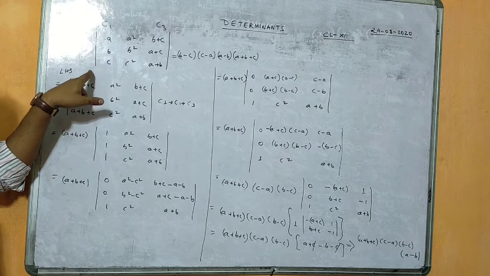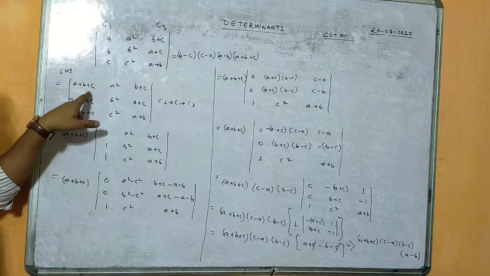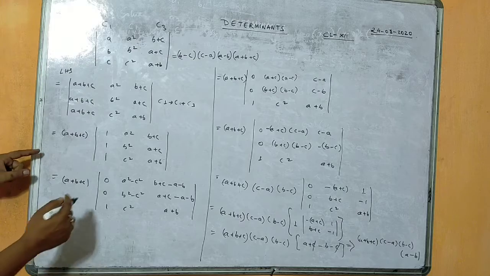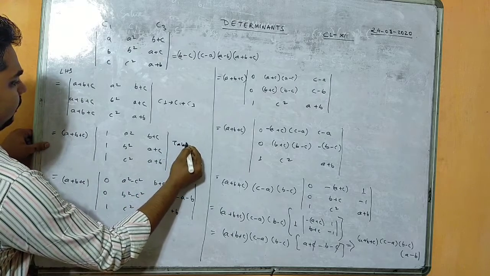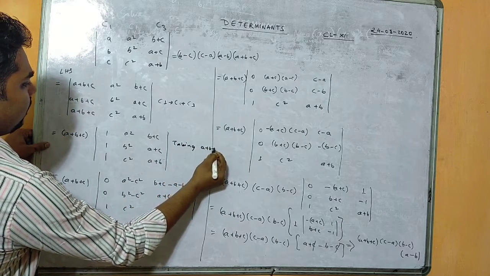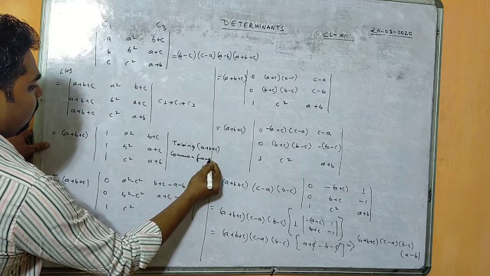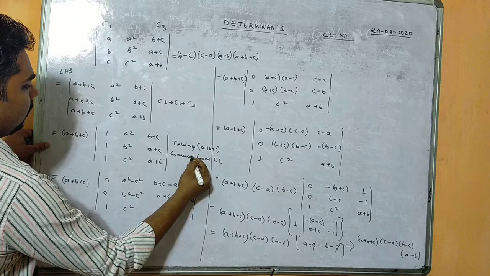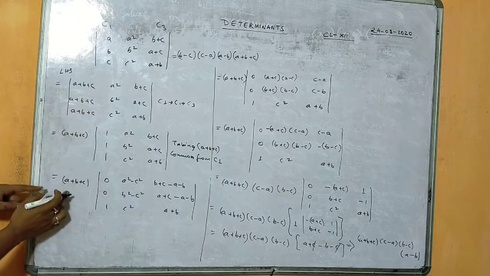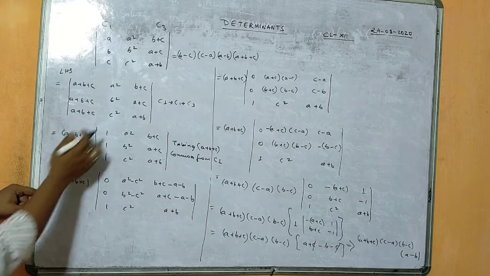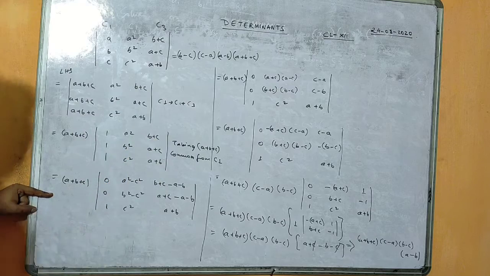As we got a plus b plus c in all the column 1 elements, we will take a plus b plus c common from column 1. Then all the elements will become 1 1 1, and the other columns will remain as they are.